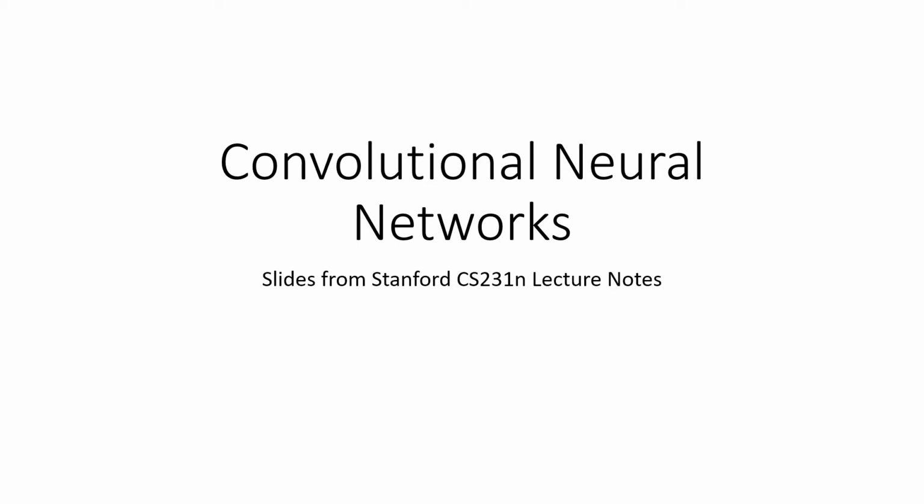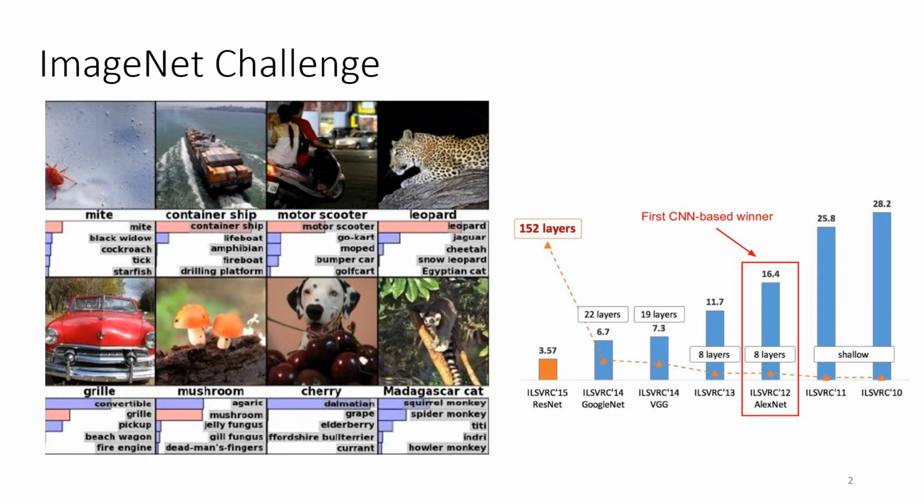Hi, I'm Reza, and this is a very short tutorial on convolutional neural networks. Let's start off with a very famous computer vision challenge called the ImageNet challenge. ImageNet is a very huge data set of images, around 14 million images in 20,000 categories. And there's been a long history of different methods winning this challenge.